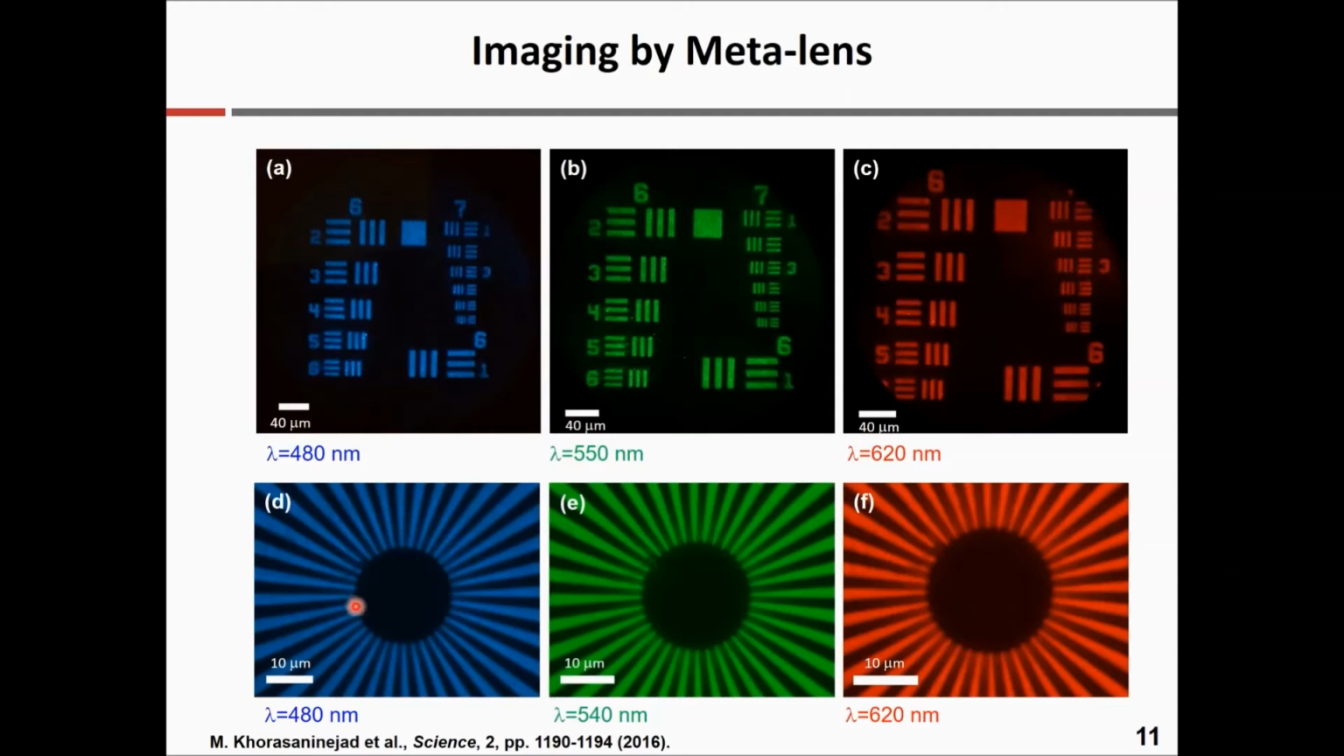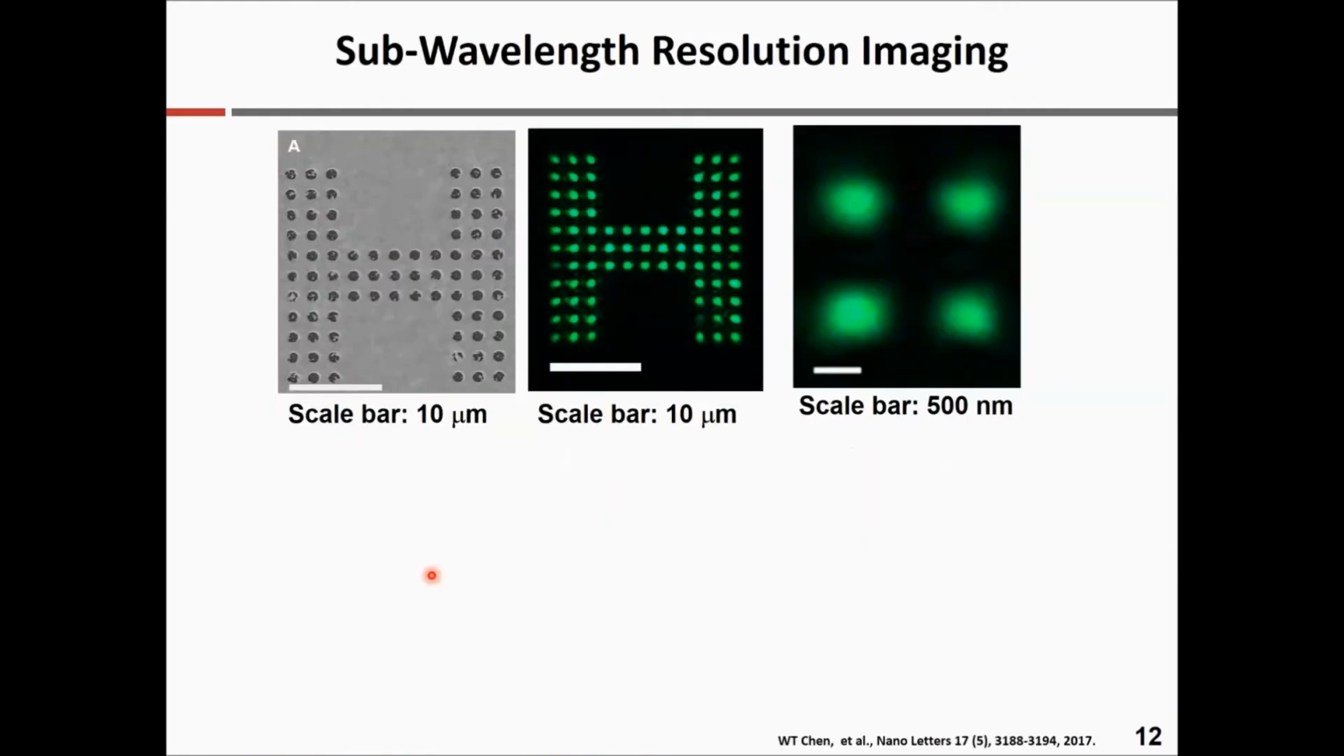We also tested another resolution chart, the figure on the bottom, which is a Siemens star. The minimum gap is 1.8 micrometer. This singlet metasurface lens can resolve the smallest feature all the way from the blue to the red.